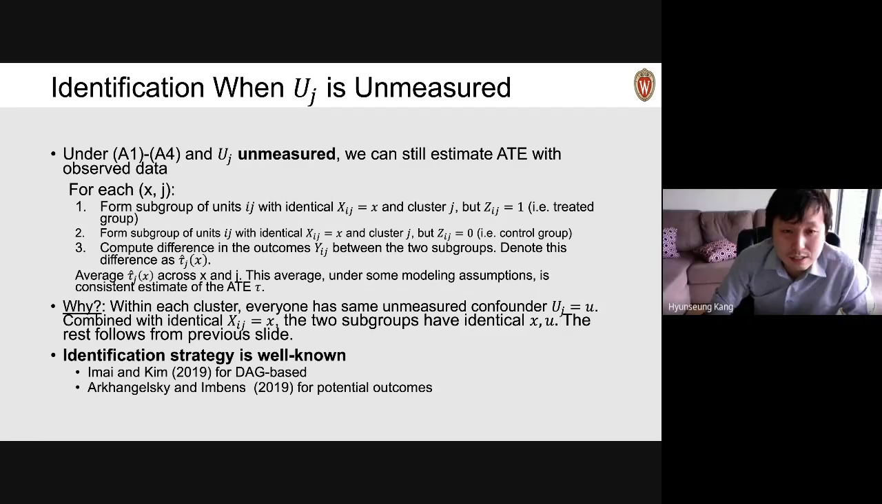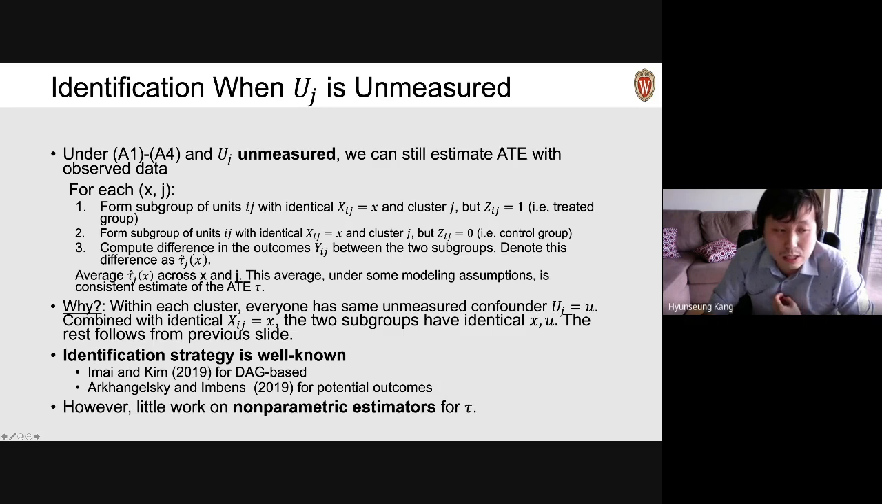Now, this is not new. This has been known for some time. I'm only citing the recent ones because they provide the most clear description of this. Imai and Kim provide the DAG-based explanation of why this works, and Gelski and Imbens provide a potential outcomes explanation of why this works. However, from my knowledge, little work has been done on actually estimating this quantity, so actually doing the for loop and the modeling step involved, in a non-parametric way so that you can still achieve a consistent estimate of tau.